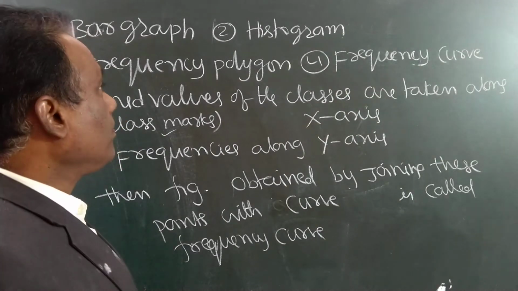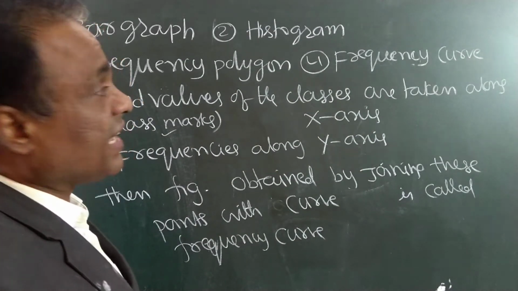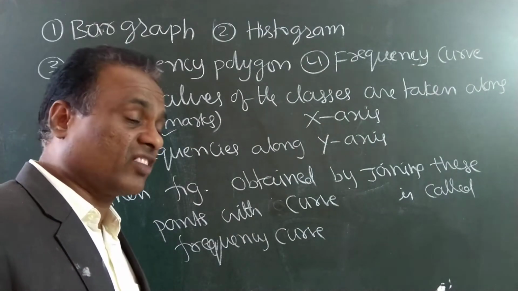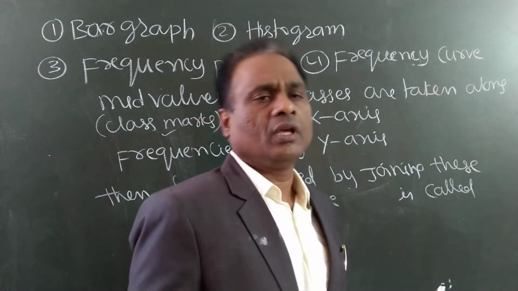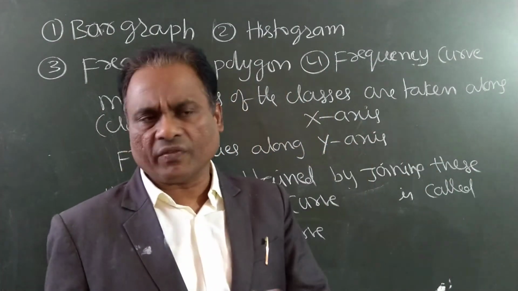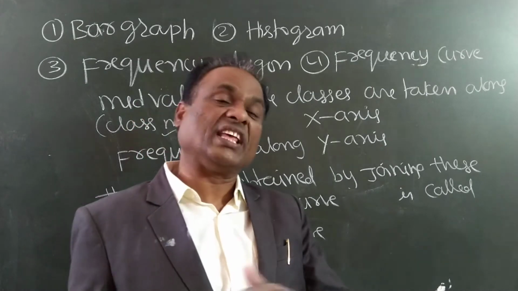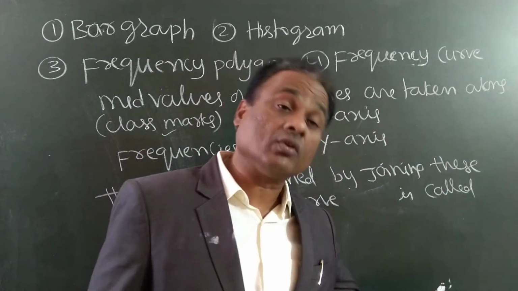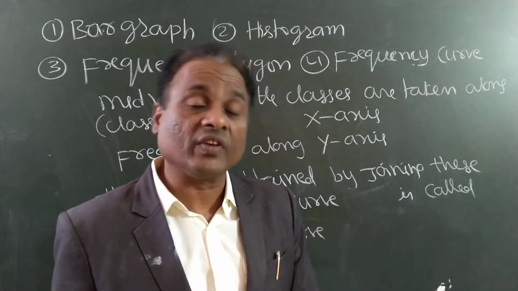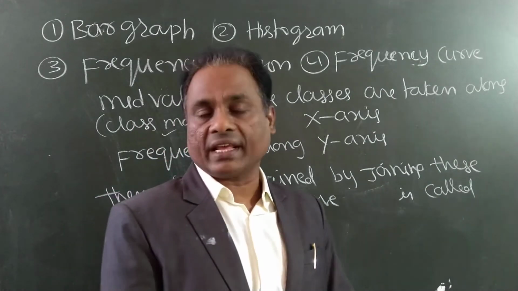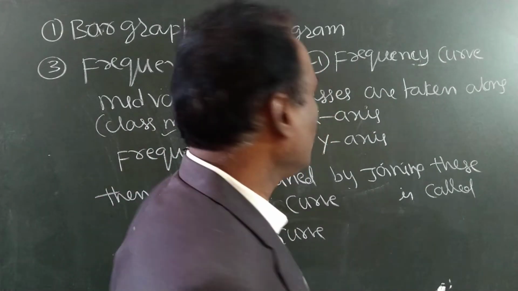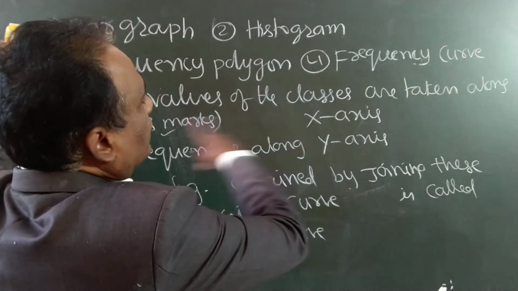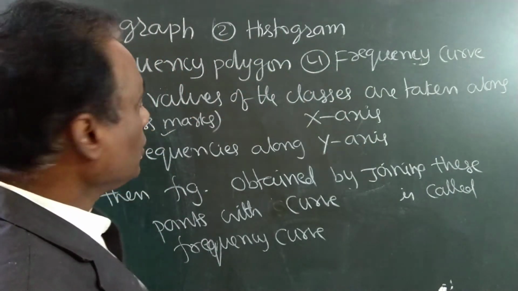Okay, bar graph, histogram, frequency polygon, frequency curve, all these four I explained. Lastly we have two more that we will discuss later, so with that the chapter will be completed: less than cumulative frequency curve and greater than cumulative frequency curve. Those two also, if we study, the chapter will be over. So let us solve a few problems on these four.